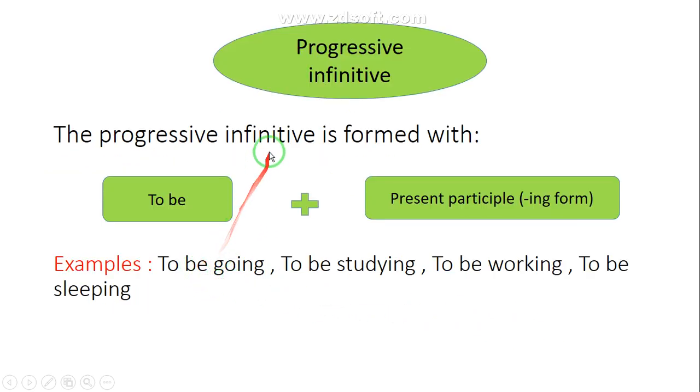The next one is progressive infinitive. The progressive infinitive is formed with to be plus present participle, the -ing form. For example, to be going, to be studying, to be working, to be sleeping.